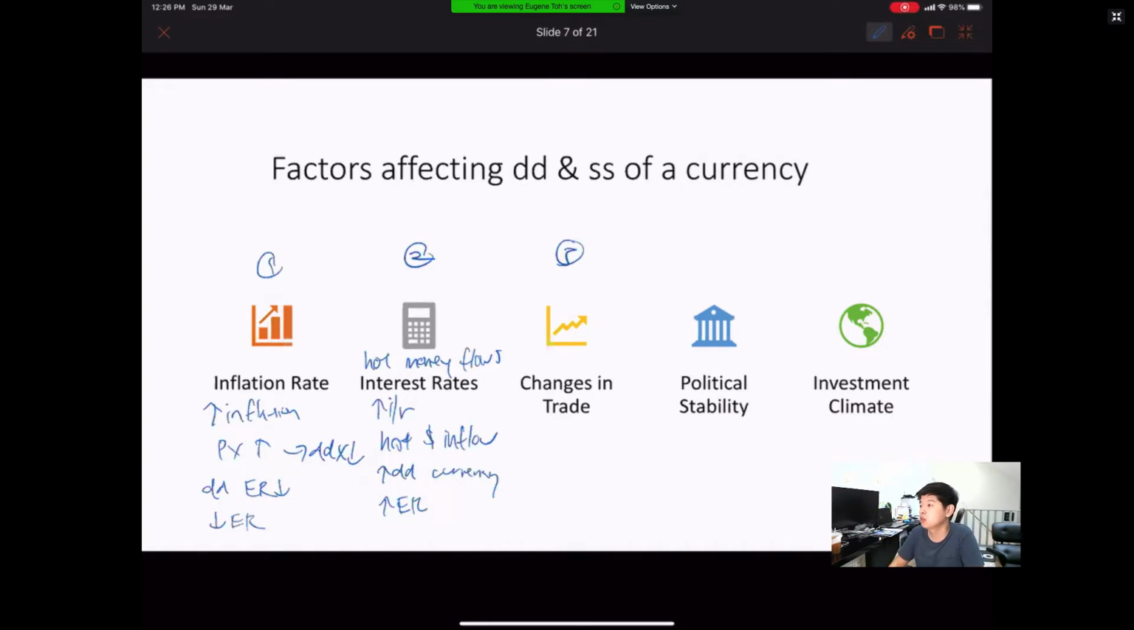Increasing or decreasing? Demand for Singapore's exports, is it increasing or decreasing? Absolutely, the demand for Singapore's exports is decreasing. So if there is less demand for our goods and services, what is going to happen to demand for our currency? If demand for our currency is going to fall, then what is going to happen to our currency value? It's going to depreciate.